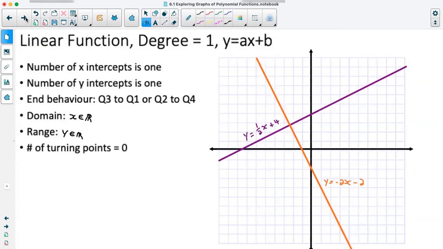Next is linear, which is degree 1. So something in the form of y equals ax plus b. I've graphed 2 of these out. So we've got y equals 1/2 x plus 4. So that's this one here. And we've got y equals negative 2x minus 2. So that's this one here.